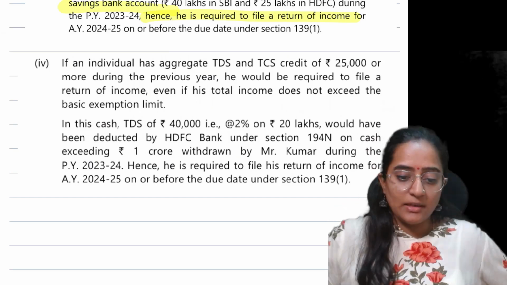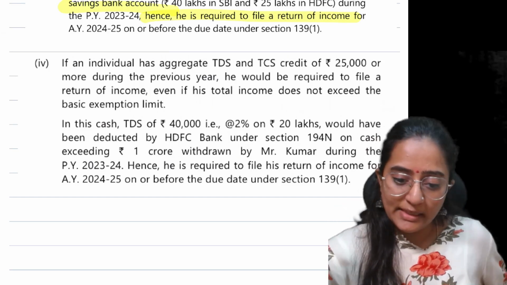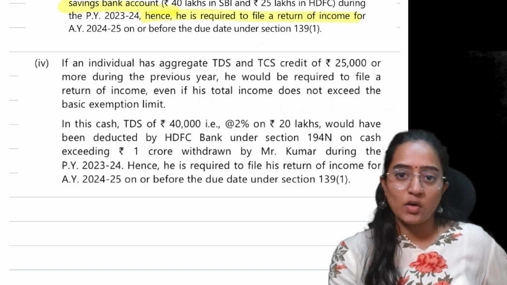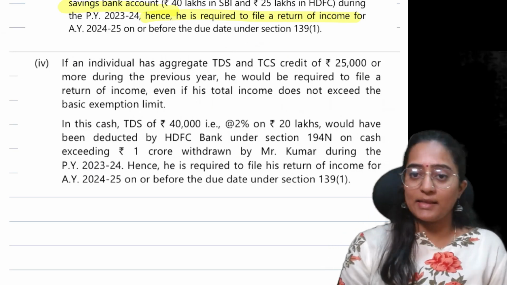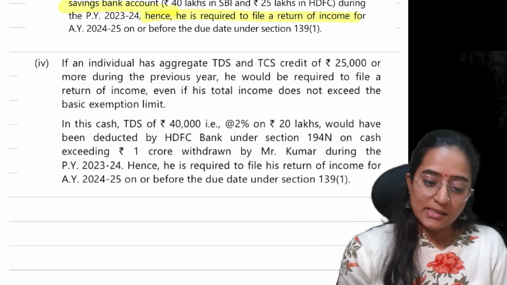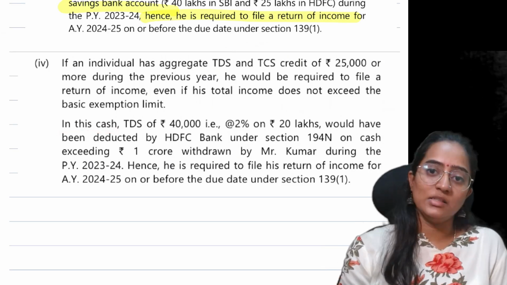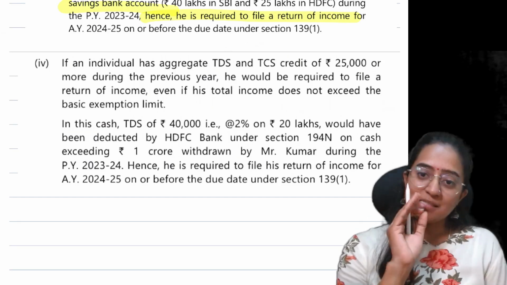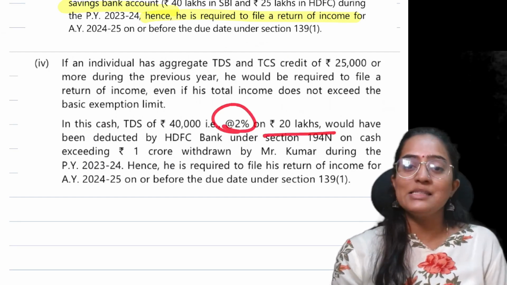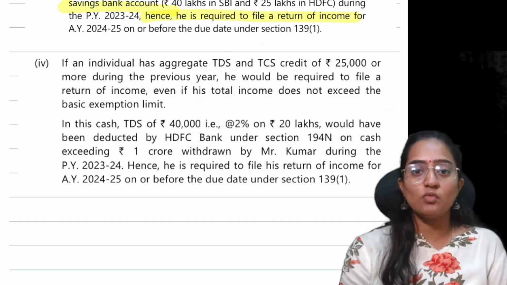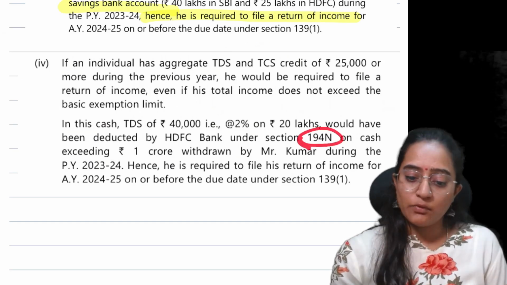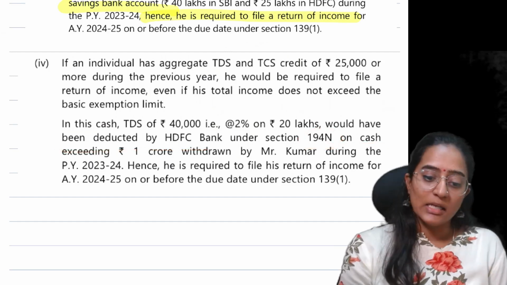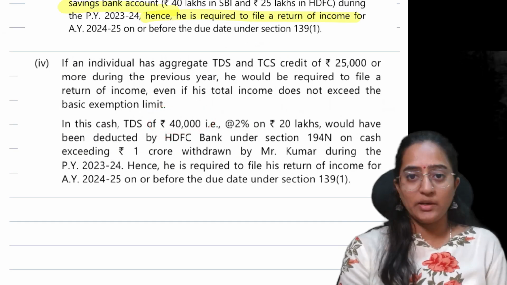In this case, normally speaking, if the TDS and TCS credit is 25,000 or more during the PY, then he is required to file his return of income, even though his income doesn't exceed the basic exemption limit. In this case, the cash withdrawal which he has done is 1 crore 20 lakh, which is exceeding 1 crore. You have to deduct TDS of 2% under section 194N. For cash withdrawal exceeding 1 crore, you need to deduct 2% on the excess. So 40,000 rupees is the TDS amount which should be deducted by the bank.